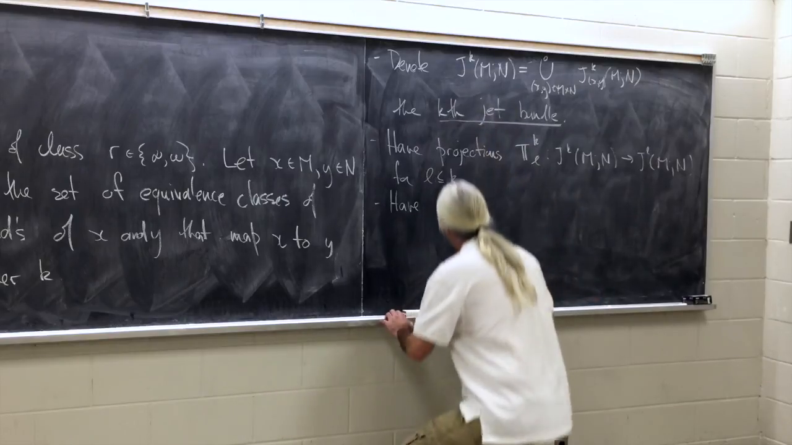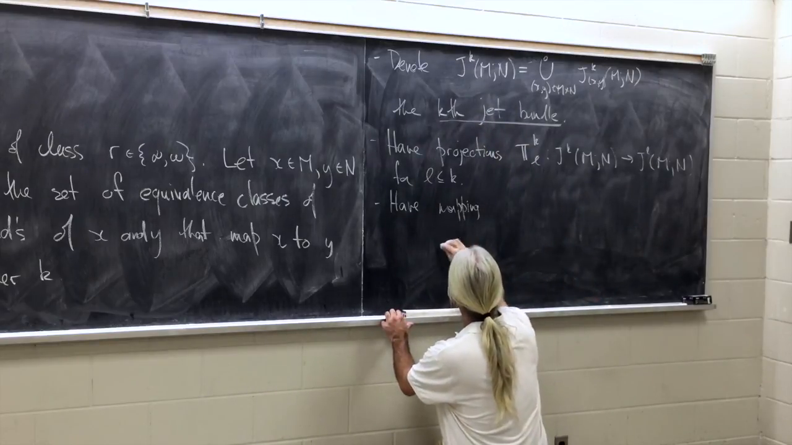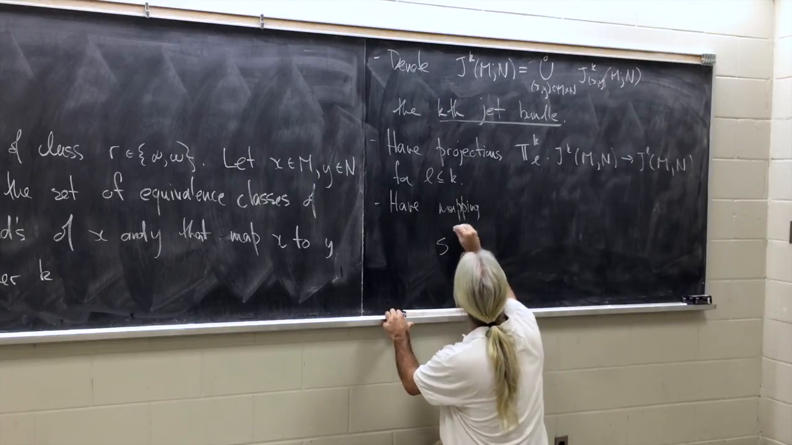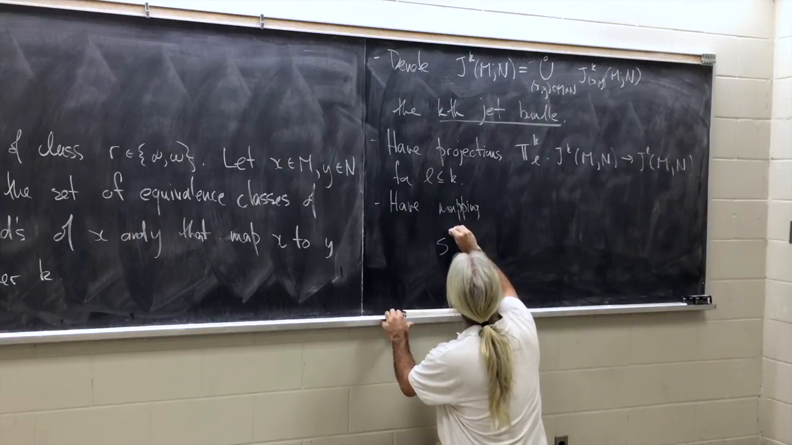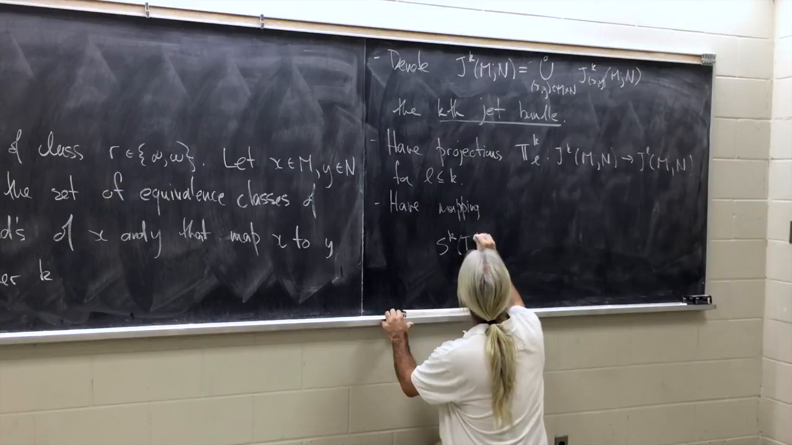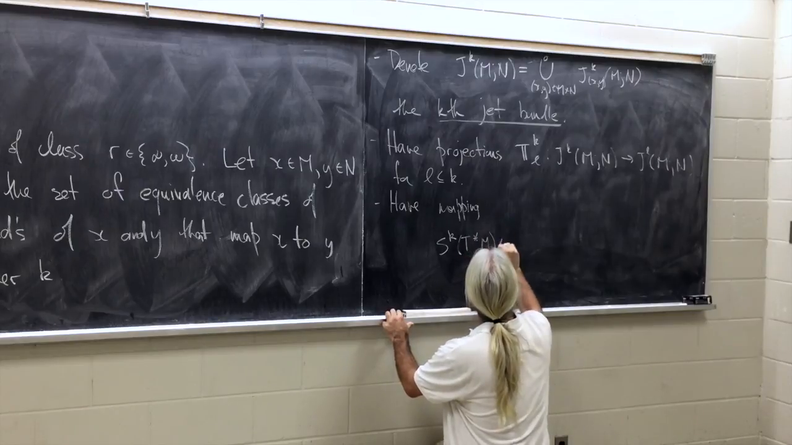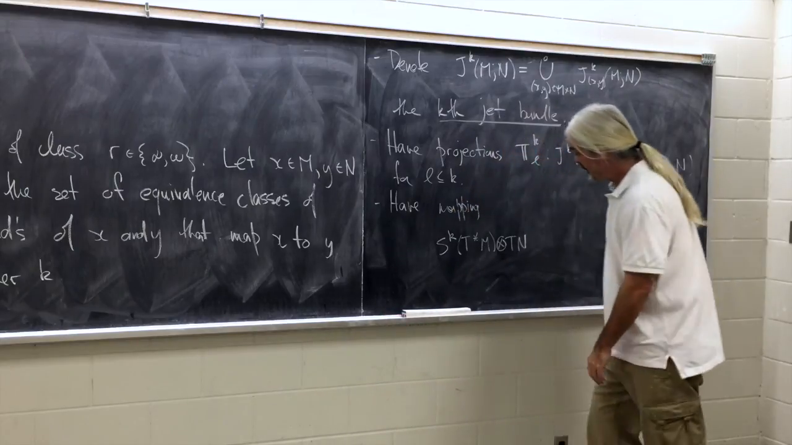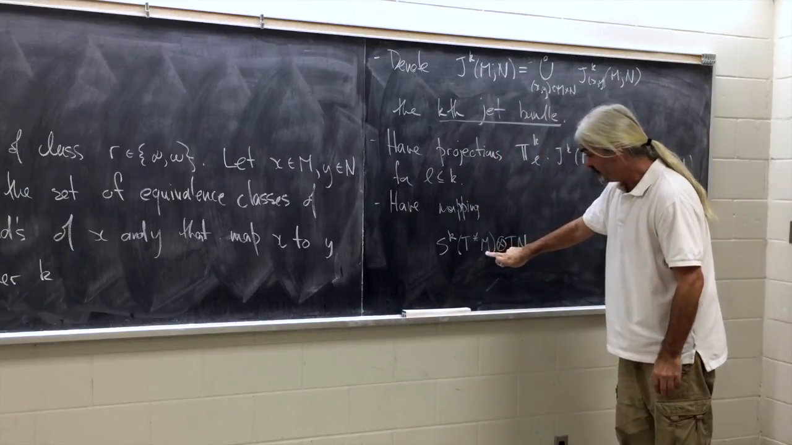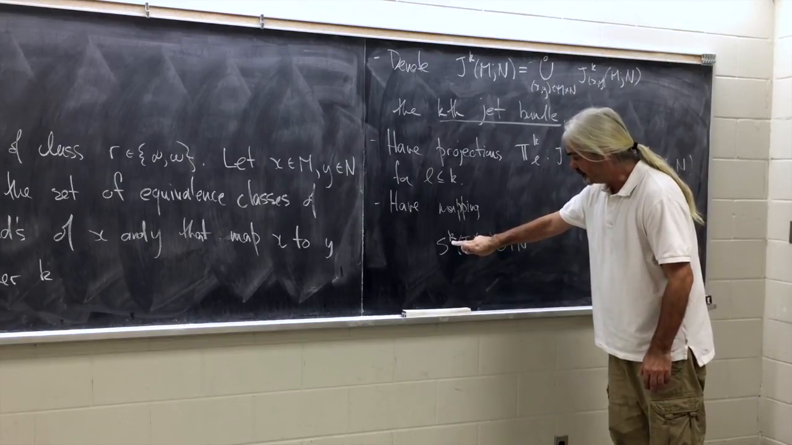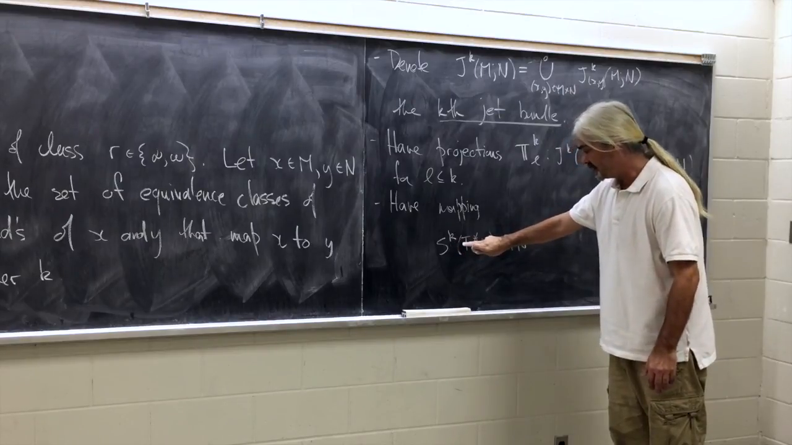And I forget exactly what this mapping is. It doesn't matter for our purposes here. So we have a mapping from S. Okay, so it'll also give me a chance to introduce my notation. S^k of T*M tensor T_N. T*M, of course, is the cotangent bundle. This is the degree k symmetric tensors on this vector space.